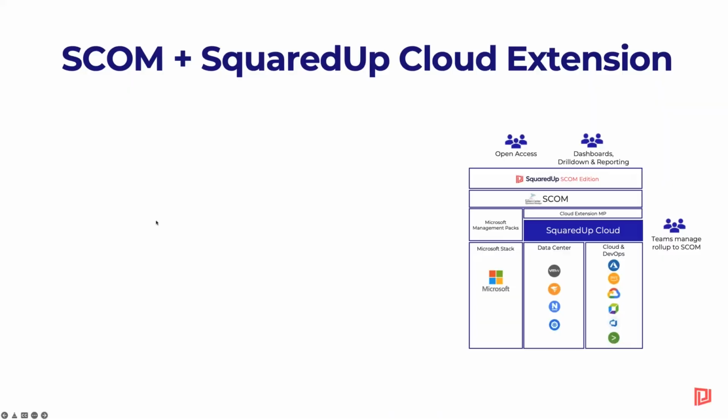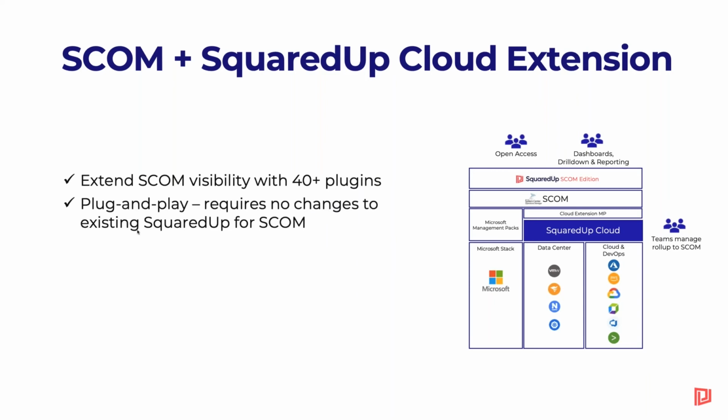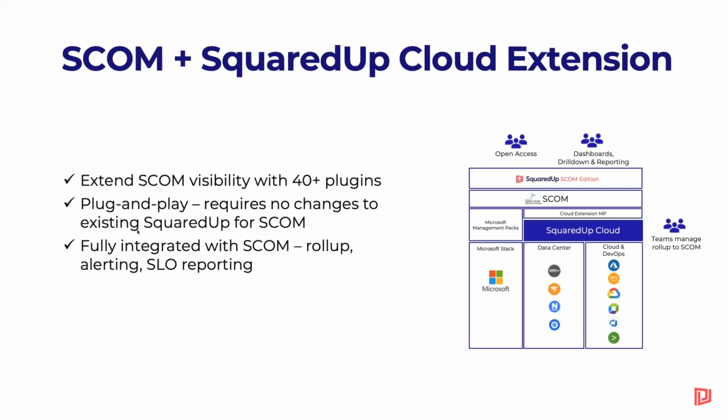Thanks, Dave. Cool. So I'll just summarize a bit of what Dave just talked about. SCOM plus the Squaredup Cloud extension. As you saw, basically extending visibility in SCOM with the 40+ plugins that we have in our cloud-hosted SaaS platform, including the ability to roll up the status and connect that into your existing EAs and Vata diagrams as well. So it is plug and play. Doesn't require any changes to your existing Squaredup or your existing SCOM instance, except for just installing that management pack that Dave talked about. So it's fully integrated with SCOM.